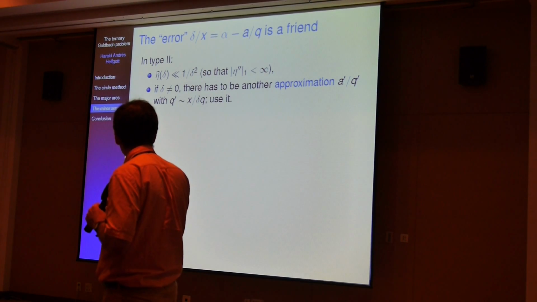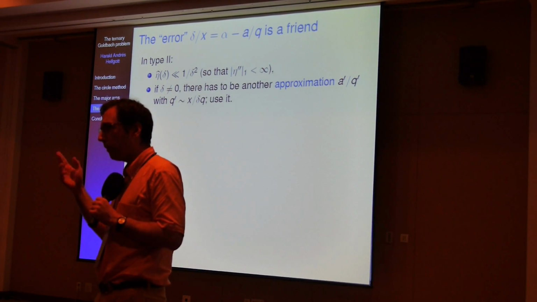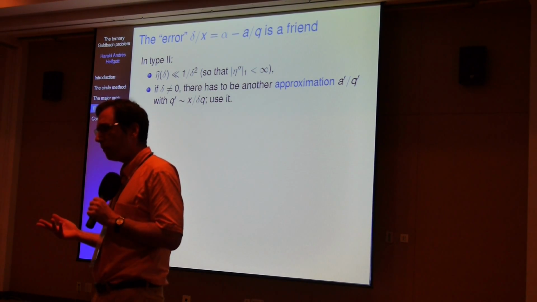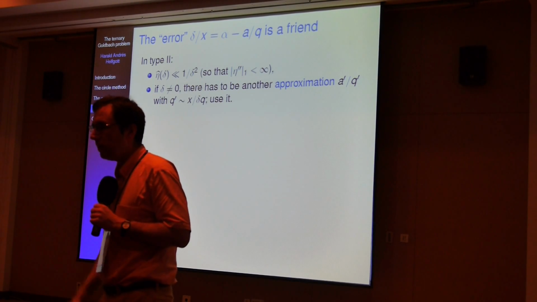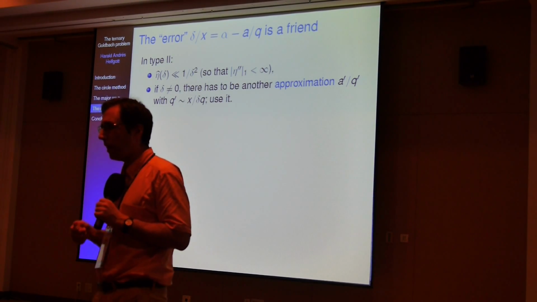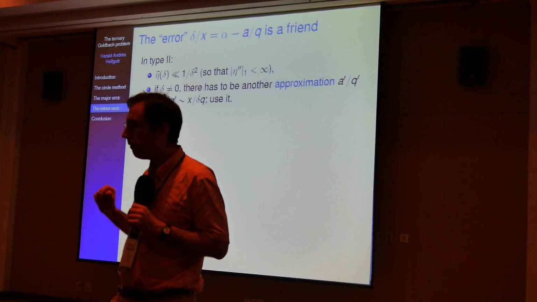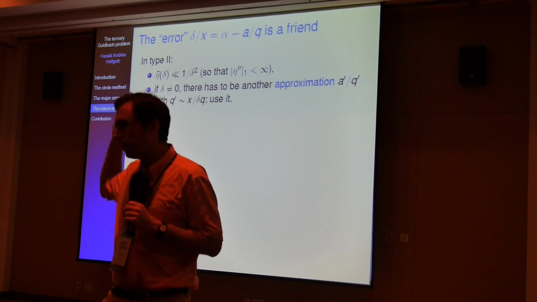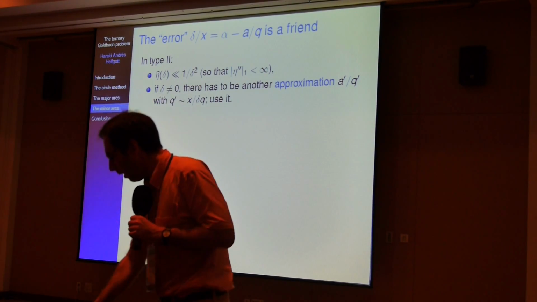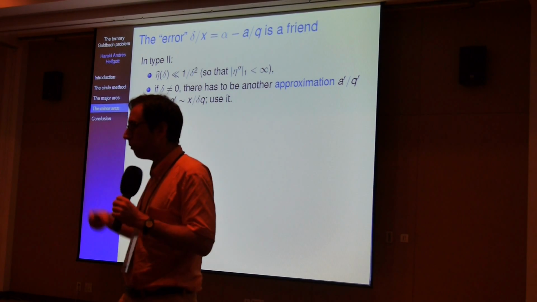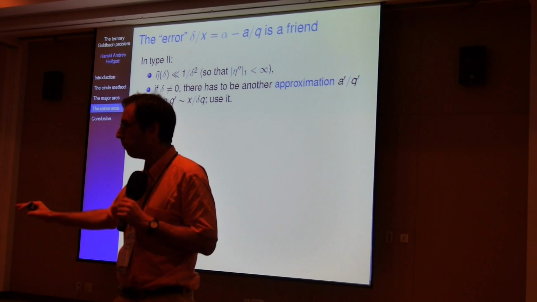So how is the error our friend? Well, one thing is that when there is an error, it means that alpha equals a over q plus delta over x. It's a good approximation, but not an excellent one, because delta is large. But Dirichlet guarantees us that every real number has a very good, an excellent rational approximation in a reasonable interval. So if alpha is approximated by a over q only so-so, it means that there's a different approximation, a prime over q prime, in a larger but still reasonable interval. And so what you can do is just switch back and forth: decompose your sum and estimate some pieces using a over q and some pieces using a prime over q prime.